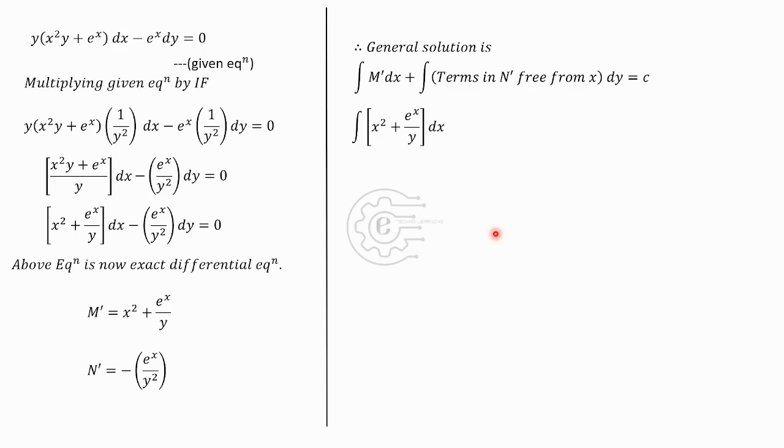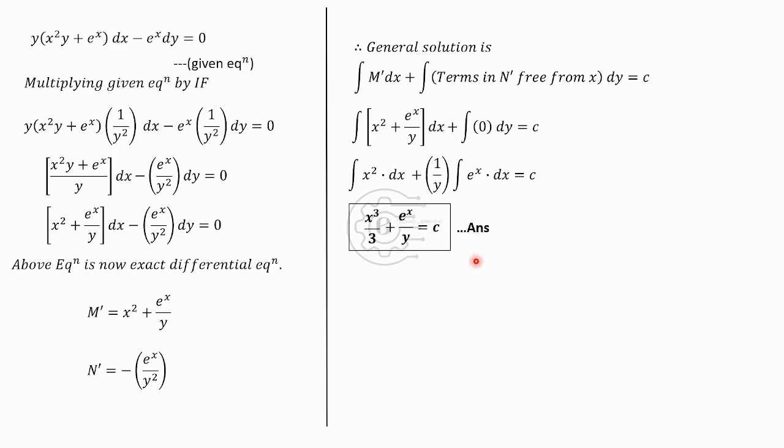So we will simply write integration of 0 into dy equal to c. Let us simplify it further. So we write integration of x square into dx plus, now from the second term 1 upon y will be constant, so we write 1 upon y into integration of e raised to x into dx equal to c. Now integration of x square into dx is x cube upon 3 plus integration of e raised to x is e raised to x only, so we write e raised to x upon y equal to c, and this is our final answer.